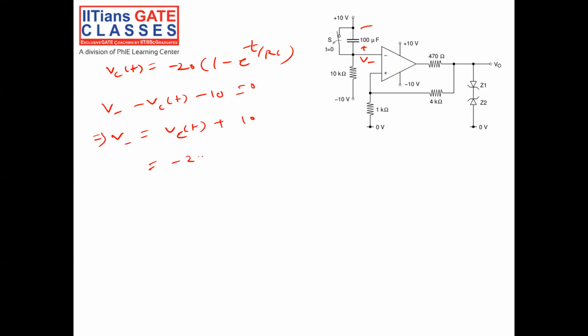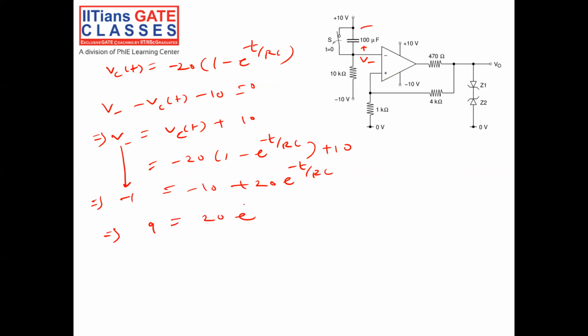VCT is equal to minus 20 into 1 minus e to power of minus T by RC, plus 10. So this is equal to minus 20 plus 10, which is minus 10 plus 20 e to power of minus T by RC. Okay. Now I have to find out the time at which V negative will be minus 1 volt. So V negative will be minus 1 volt. This implies 9 is equal to 20 e to power of minus T by RC.